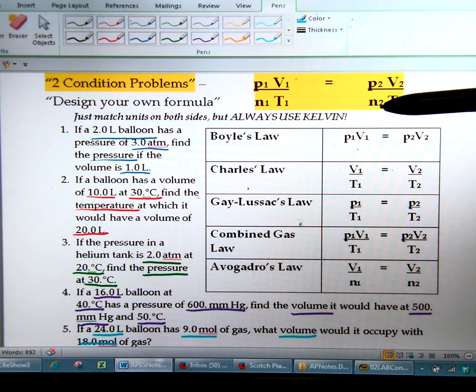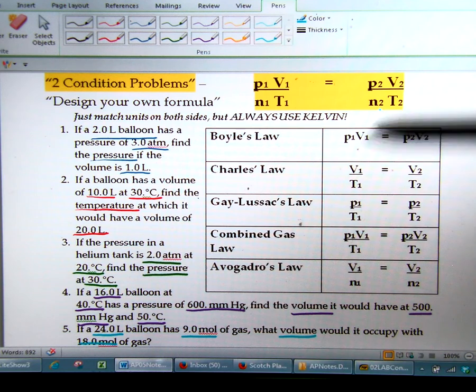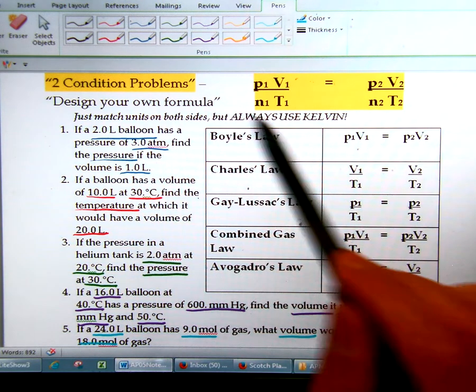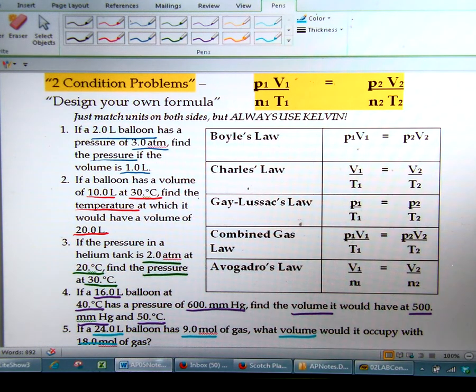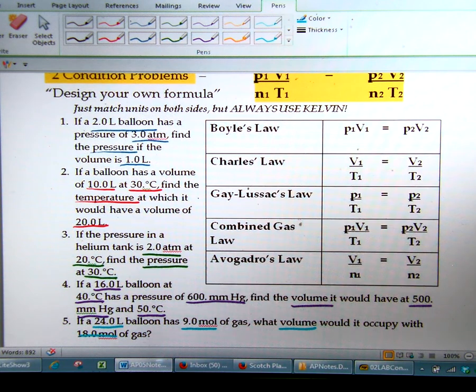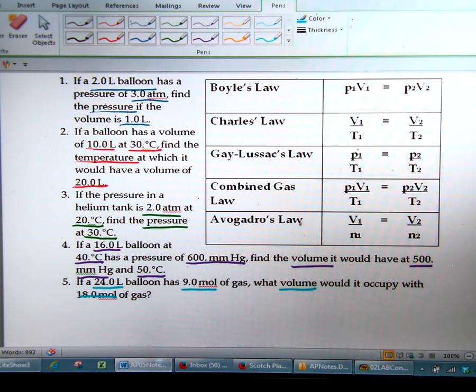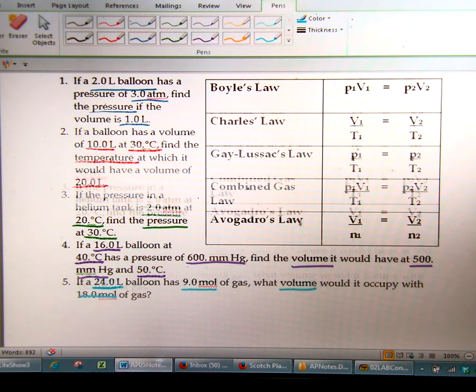So for all these problems, what you need to do is read the problem, figure out what variables are changing, and then set it up from the general equation given above. Each of these happens to have a special name. It's called Boyle's Law, Charles' Law, Gay-Lussac's Law, the Combined Gas Law, and Avogadro's Law. So now that we understand how to set it up, you can simply do the math below.